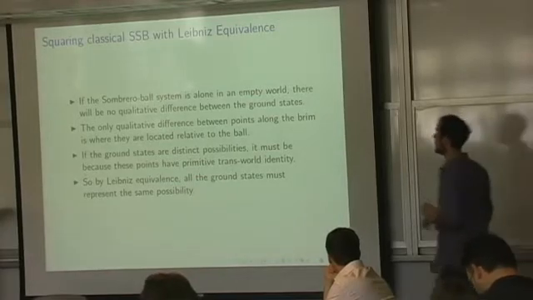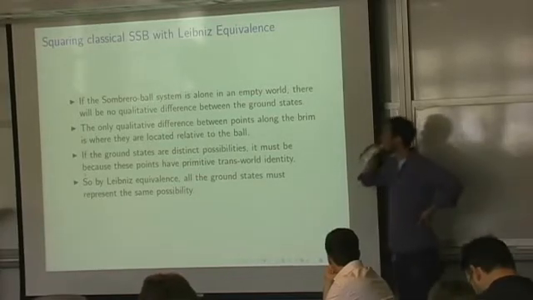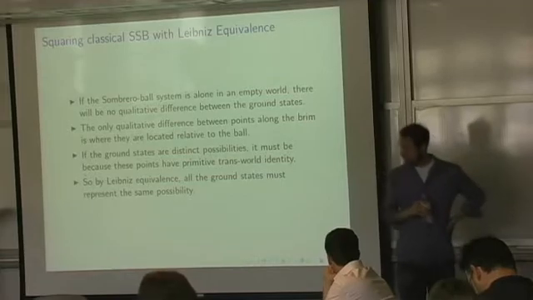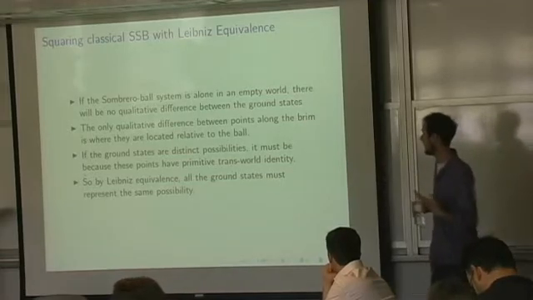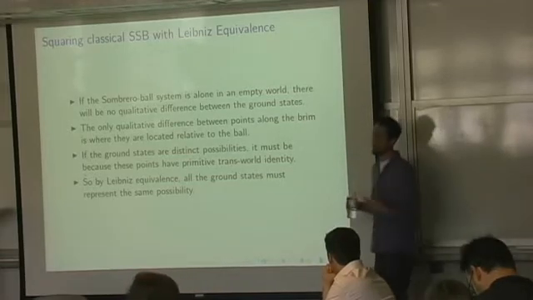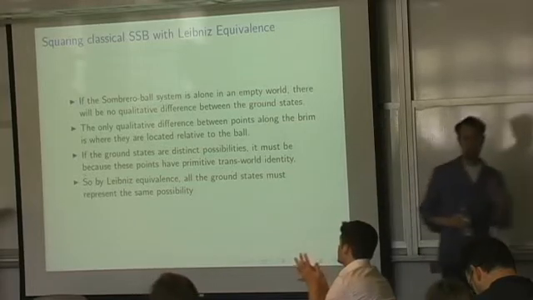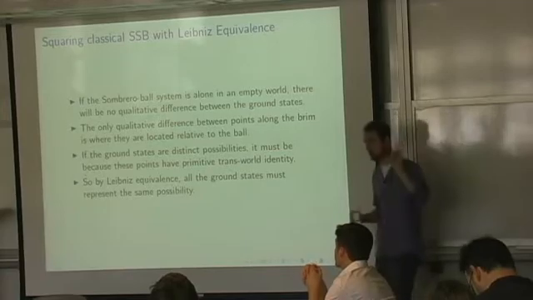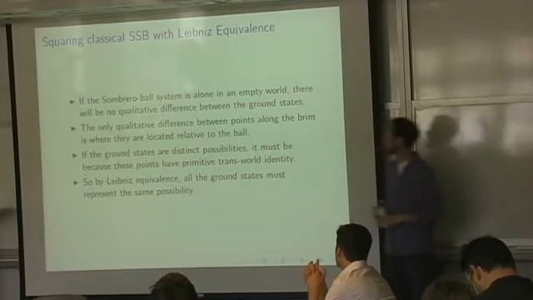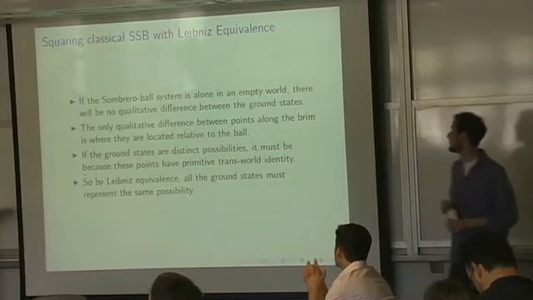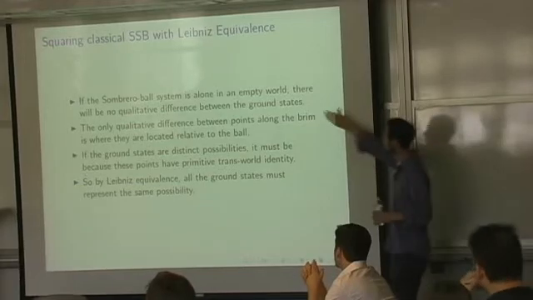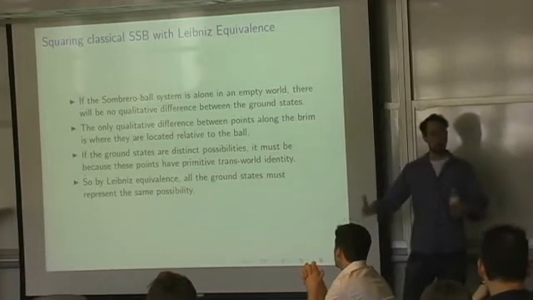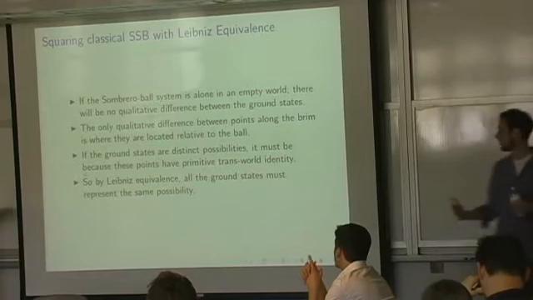Okay. Now, what we want to do is say, look, there's nothing wrong about our physical description of the sombrero and ball system in which there's spontaneous symmetry breaking and so-called multiple ground states. We want to square that with this idea of Leibniz equivalence. Well, suppose that the system of the sombrero and the ball is alone in an otherwise empty world, right?